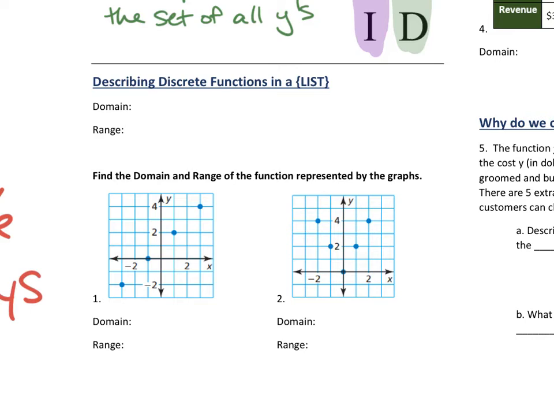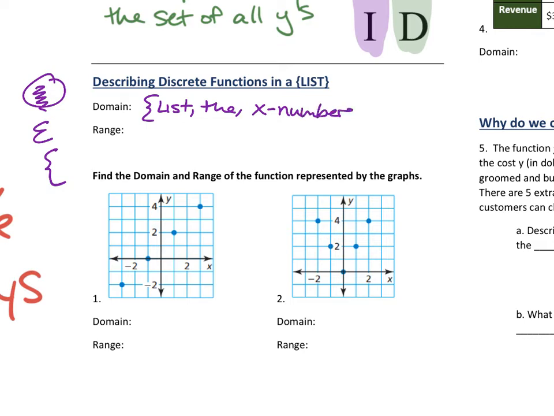So if I was making a list of the domain of something, I would make a brace, which is a squiggly bracket. You can do this to make your squiggly bracket. Don't do this because that looks like a 3. Technically, the bracket is supposed to be written as a bracket. However, if you can only make squiggly lines today, that's fine. But in this squiggly line, all that we're going to do is list the x numbers, no repeats.